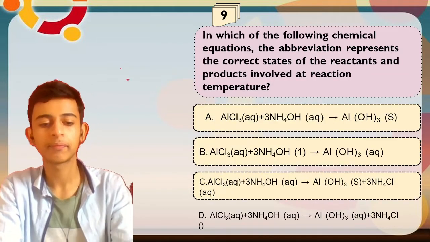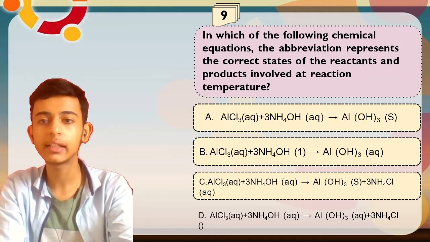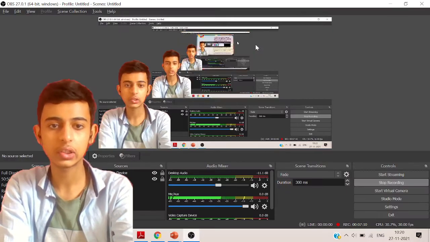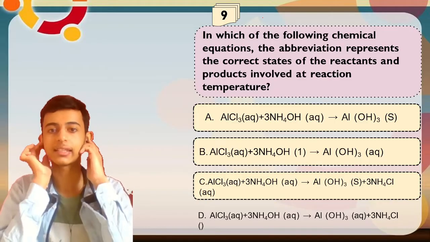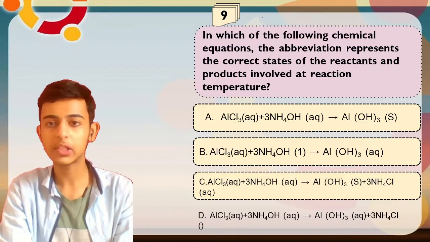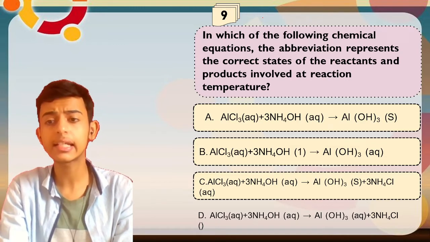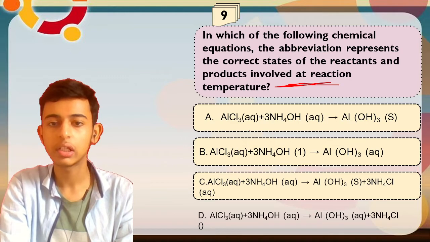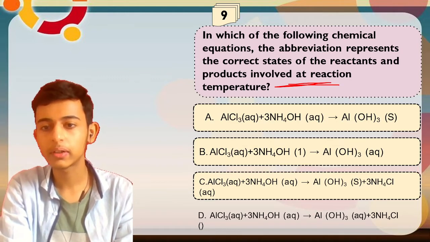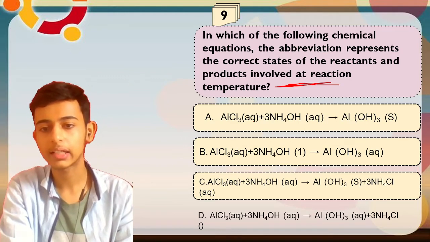Done? Okay, let's just check how much time has been taken. Just 7 minutes, and we are on the 9th question. The speed is fantastic, guys. In which of the following chemical equations does the abbreviation represent the correct states of the reactants and products involved at reaction temperature? So you need to find which one of the following is correct.